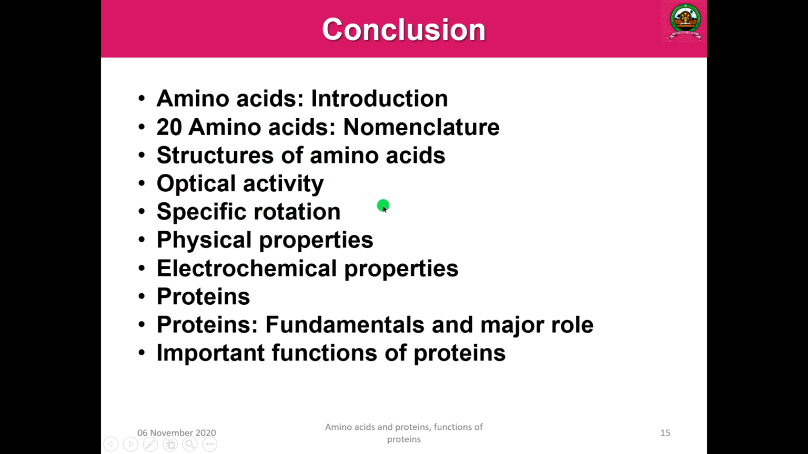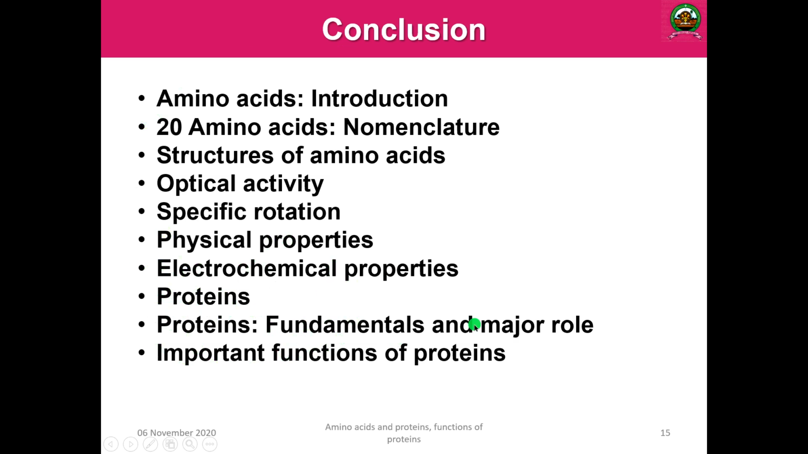They can produce both the D and the L variety, but L varieties are common. Then specific rotation: they are able to rotate plane polarized light. Their physical properties, a lot of physical properties. The electrochemical property: they can ionize, and they can exist as both positively and negatively charged components in the same structure, that is known as zwitterion. They can exist as zwitterions. They can ionize. Then we have discussed the proteins. The amino acids are the basic building blocks of the protein.